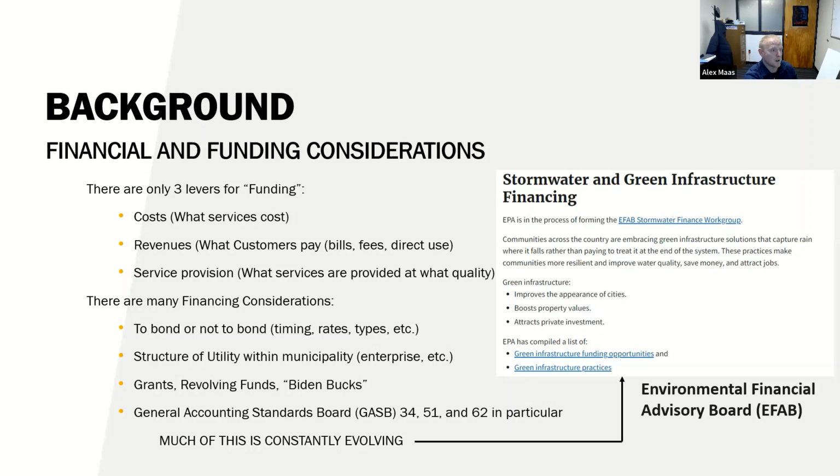Also, currently, when we're thinking about financing green infrastructure, there's a lot of moving parts that are moving right now, so it's hard to say anything definitive. For example, the Environmental Financial Advisory Board is being formed as we speak from the EPA, and their goals are largely to do the things we're talking about when we think about One Water.